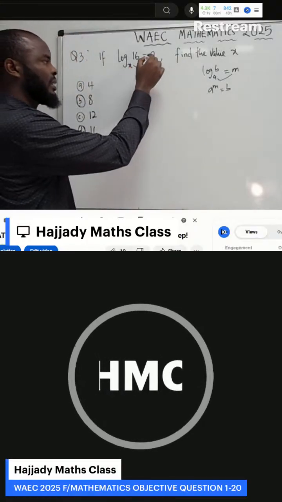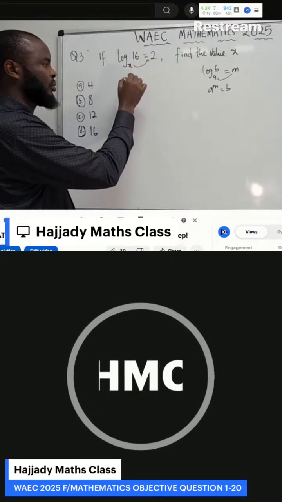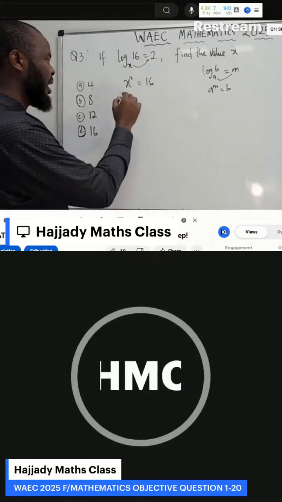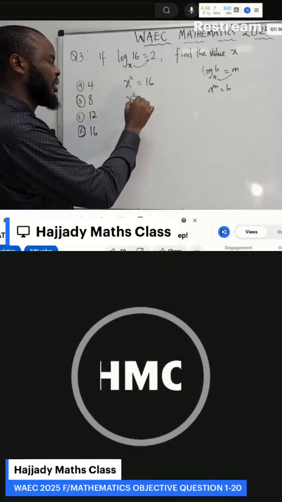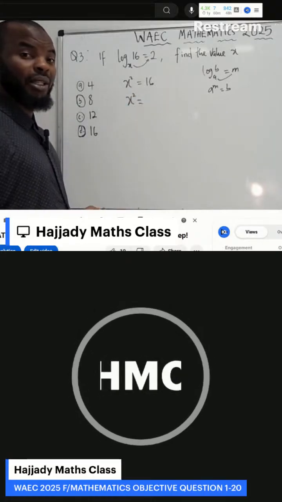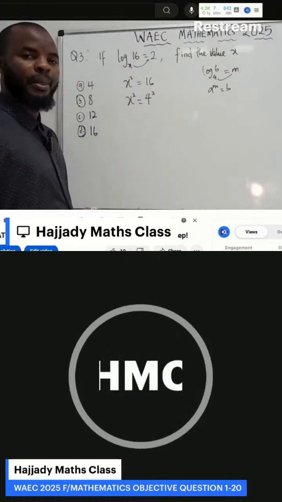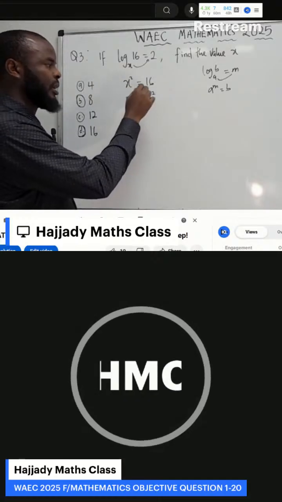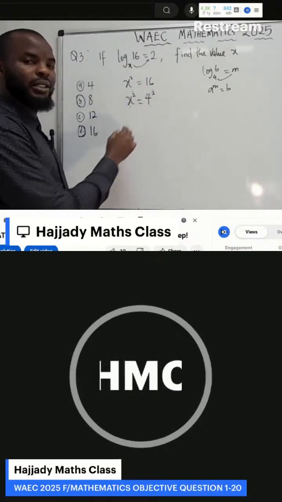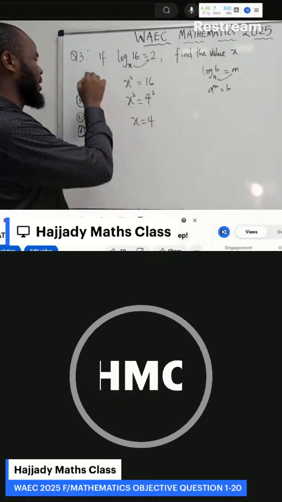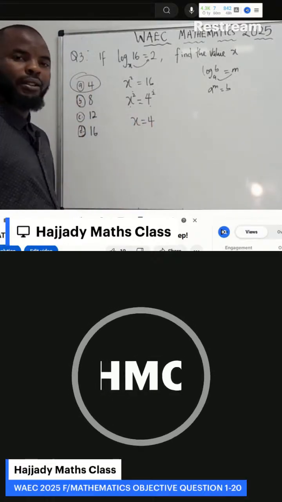So here we have x to the power of 2 equals 16. And here we have x squared equals 16, which can be expressed as 4 to the power of 2. Now, since the powers are the same, then you can equate the base. So finally, our x equals 4. And the answer is A.